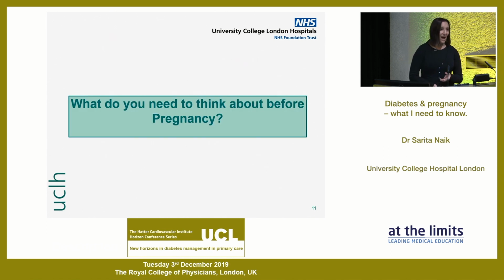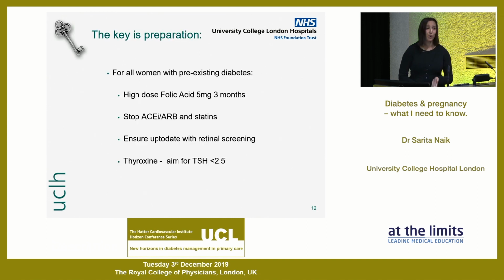So what do you need to think about before pregnancy to get this right and reduce those risks? The key is preparation. For all women with pre-existing diabetes, we say they should be on high-dose folic acid 3 months before conceiving to reduce the risk for those neural tube defects. They need to stop ACE inhibitors and ARBs and statins. Certainly ACE inhibitors are associated with renal teratogenic effect. Statins, I think it's a little bit unclear, but certainly the fetus needs cholesterol to develop, and potentially statins may be harmful. So again, we would stop those a couple of months before pregnancy.